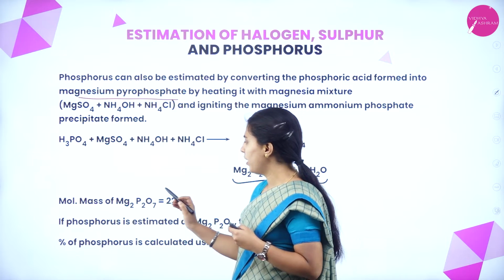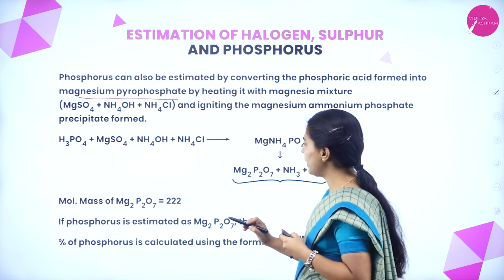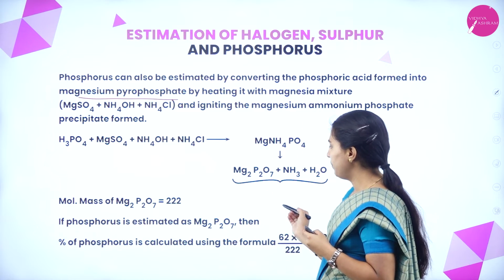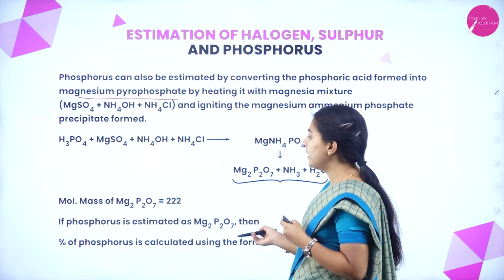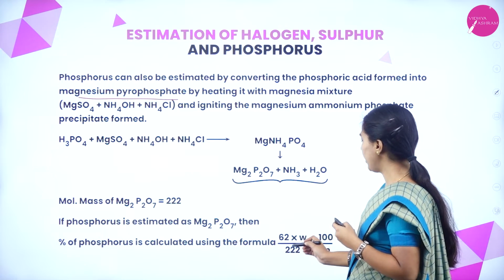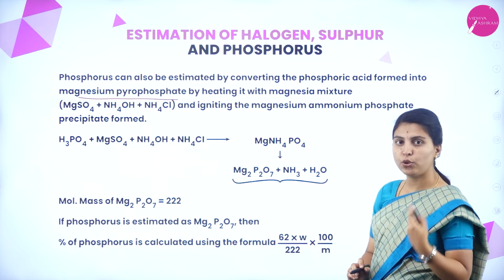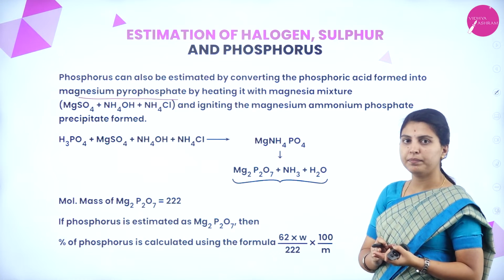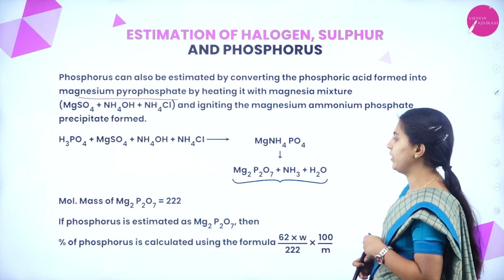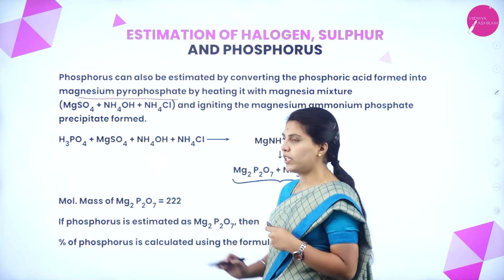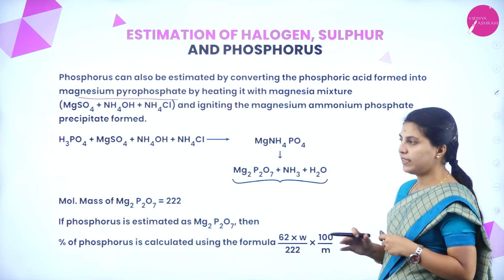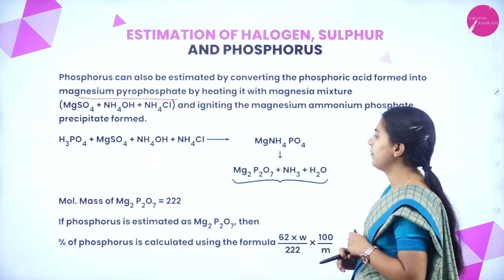The molecular mass of magnesium pyrophosphate is 222. If the phosphorus is estimated as magnesium pyrophosphate, then the percentage of phosphorus is calculated using the formula 62 into W by 222 into 100 by M. There are two methods. One is using ammonium molybdate, another one is using magnesium pyrophosphate. At that time you should change the molecular mass and the atomic mass of the individual compound. Okay, this is about phosphorus.